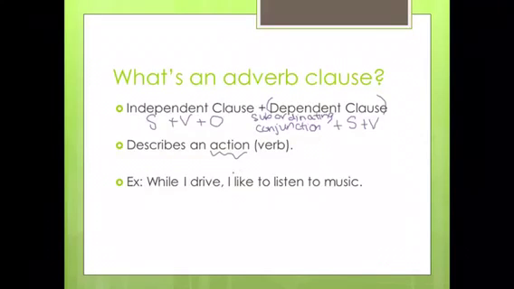Taking a look at our example here, we have I like to listen to music, which is our independent clause. I have a subject and I have a verb and object. In our dependent clause, here is our subordinating conjunction while, our subject, and our verb. So the relationship between our verbs drive and like is time.